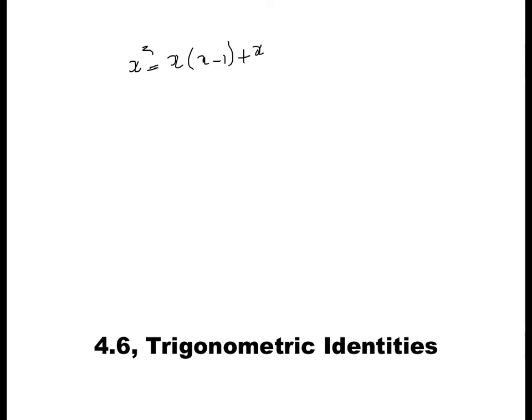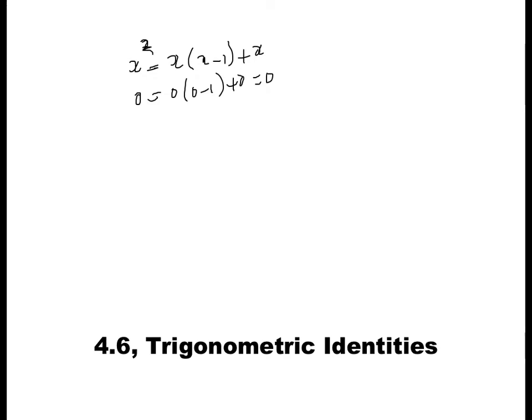The two sides of the expression look different. Let's say x is equal to 0. If x is 0, then you get 0 squared, which is 0, equal to 0 times (0 minus 1) plus 0, which is going to be 0. This means that this expression is true when x is equal to 0.